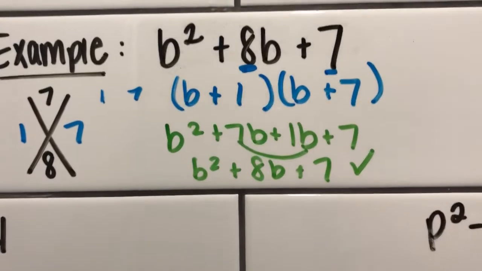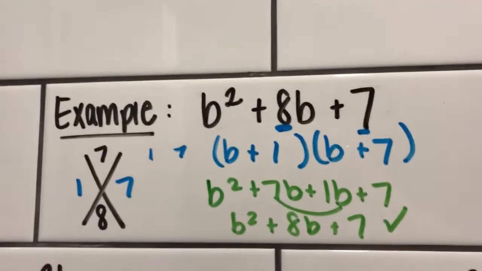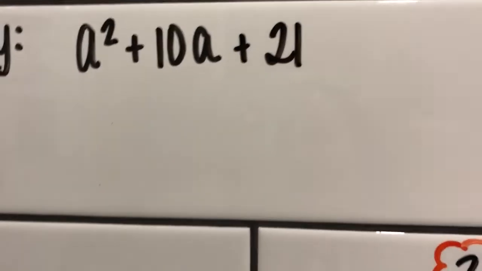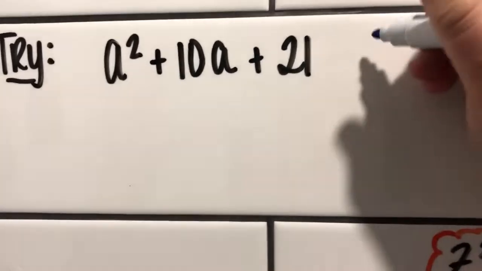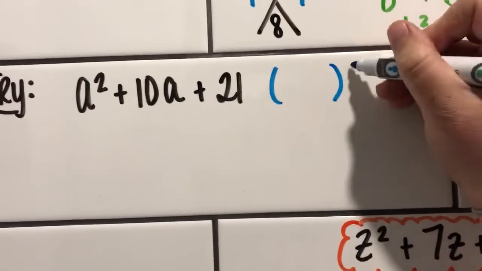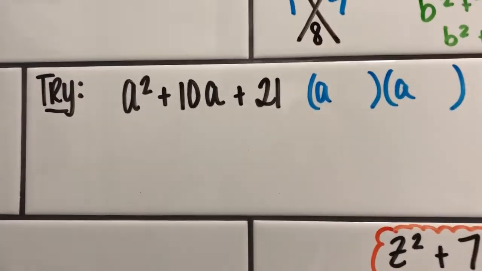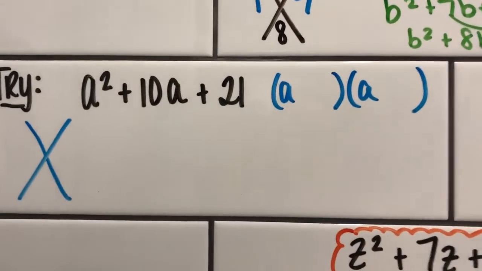So I'm going to do the top 3 with you if you're following along in the notes, and then I'm going to have you try the bottom 3 on your own. So for the top 3, I have a squared plus 10a plus 21. So the first thing I'm going to do, I'm going to write out my parentheses to set up the binomials. My variable is an a, so I'm going to write a and a. I'm going to set up my X puzzle. I had set it up for you in the top one.